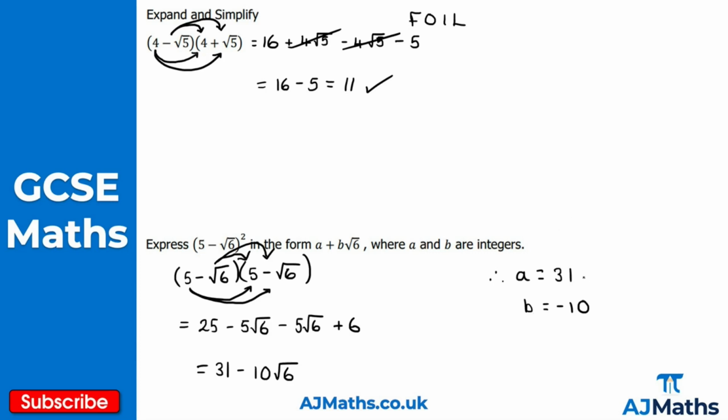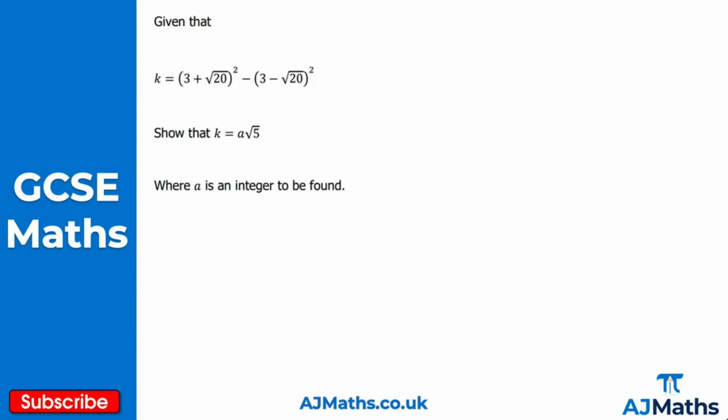Okay, so there are our solutions to question 2. Moving on to this question here now. What we've been given here is k, and k is equal to this expression here. What I want to do is show that k can be simplified to give a root 5, where a is just an integer to be found. So where do we begin with something like this?